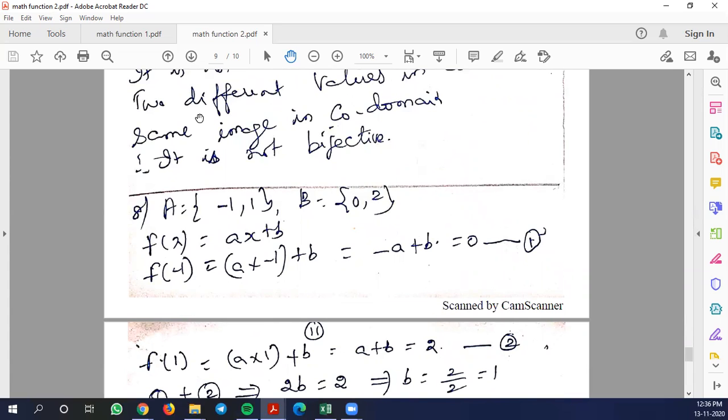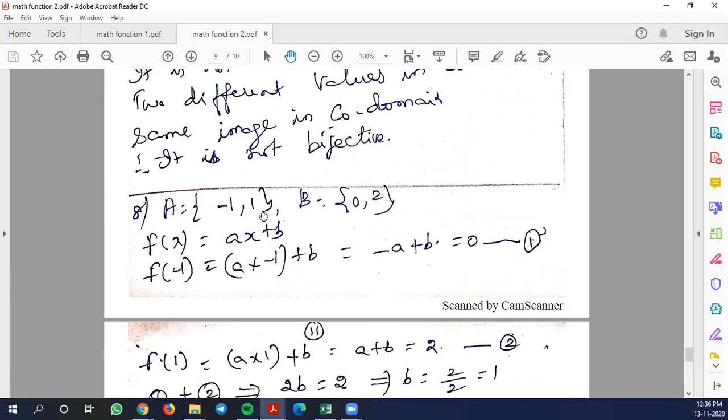Find a and b. It is given that it is an onto function. Now what is f of x? It is given as ax plus b. Now f of minus 1: in the place of x, a into minus 1 plus b, that is minus a plus b, which is equal to, here this is onto.